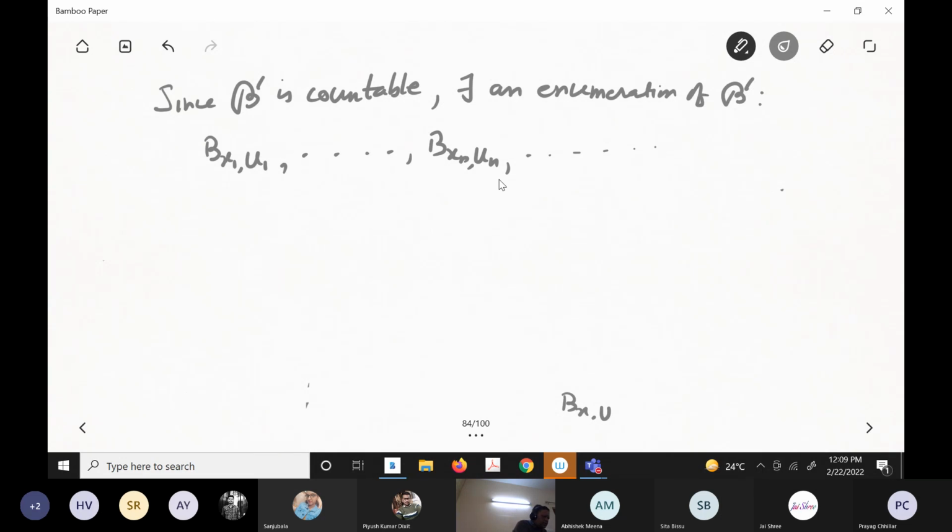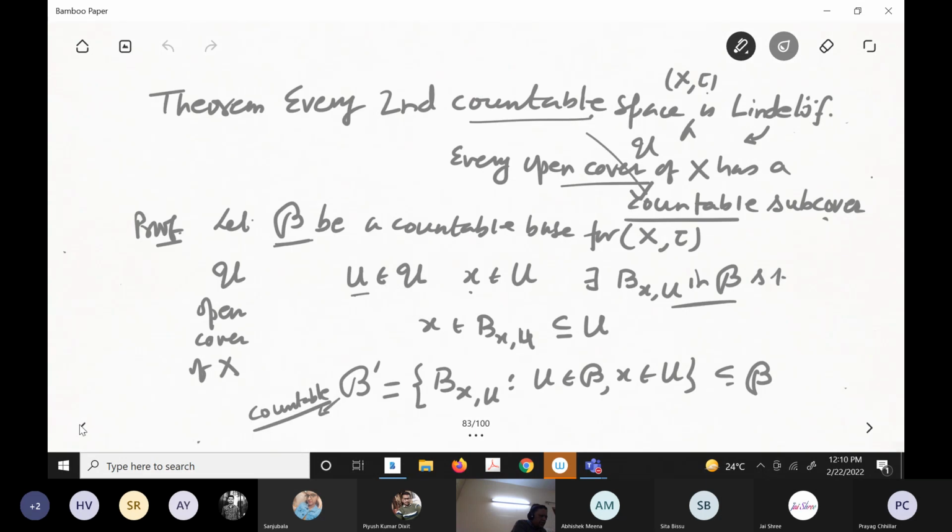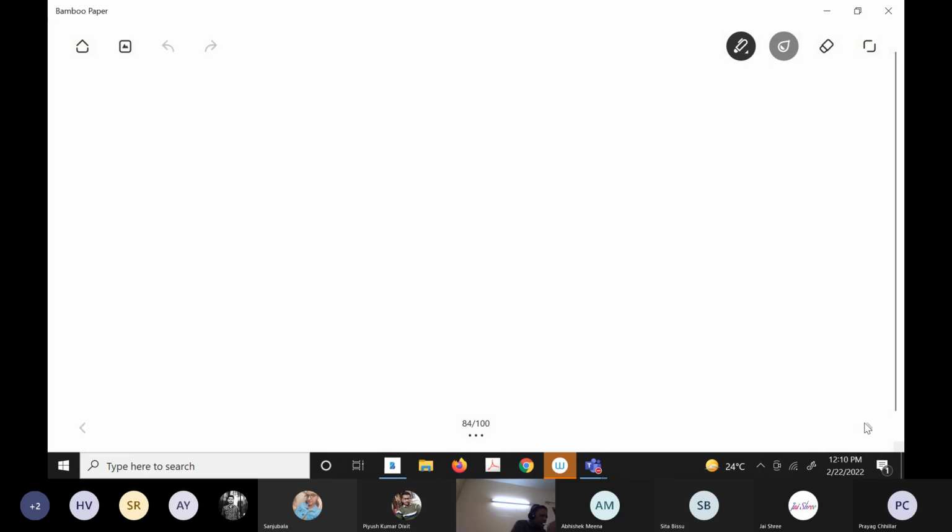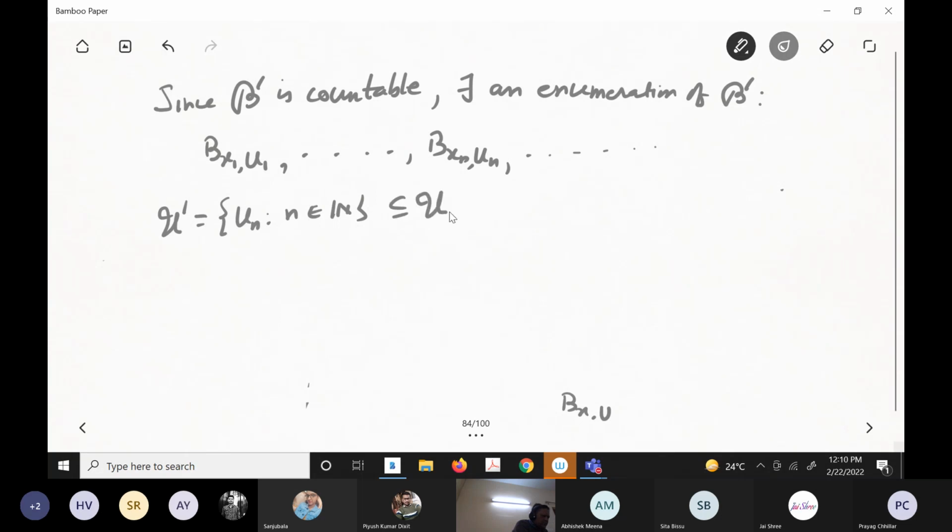Now look at this. Recall that this U came from here. So U prime is a subfamily of the cover, and it is countable. The claim is that U prime covers X, and then we will be done. How to show that? Be careful. Take any x belonging to X. This is the last thing that Willard didn't say: that it is a countable subcover.